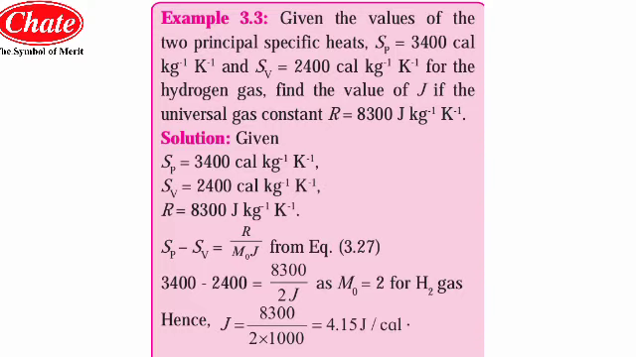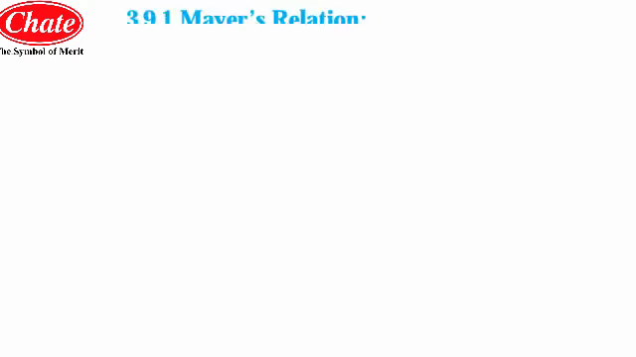If you rearrange this entire calculation, you will get the value of J as 8300 upon 2 into 1000. The answer, if you use your log tables, is J equal to 4.15 joule per calorie. So this will be the final answer of this problem. Now we will see the next problem.